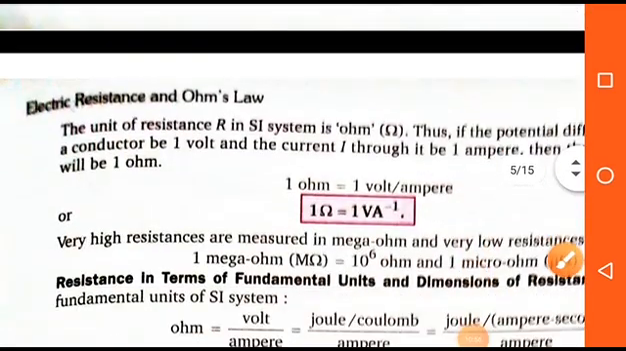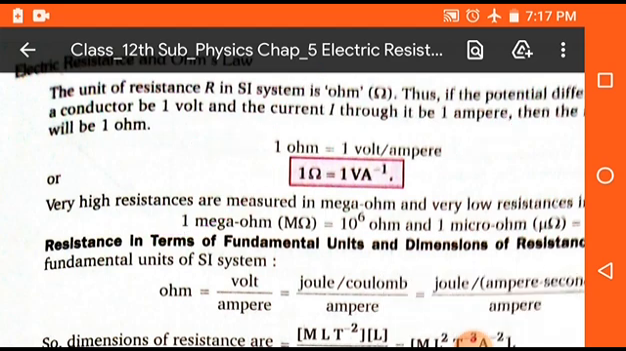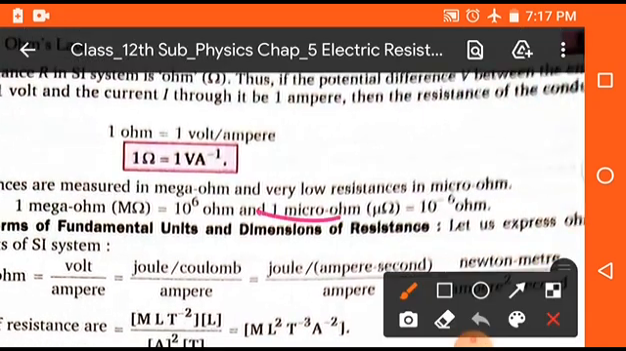Now students, here we will discuss the unit of resistance. The unit of resistance is 1 ohm. It means that we can say that the ohm is the unit of electrical resistance, and we can also write 1 ohm is equal to 1 volt per ampere. So volt per ampere is also a unit of electrical resistance. A higher unit of electrical resistance is the megaohm, which is 10^6 ohm, and the microohm is the smaller unit of electrical resistance, which is 10^-6 ohm.